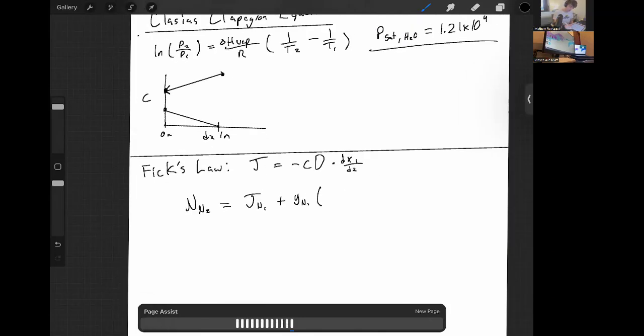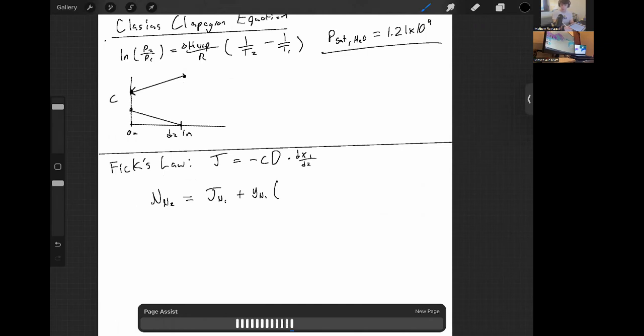So luckily what's nice is that the total molar flux is a very simple equation. It's just the net molar flux of its system, which is a two-component system, so we have only water and nitrogen. So our total net molar flux is N_H2O plus N_N2.